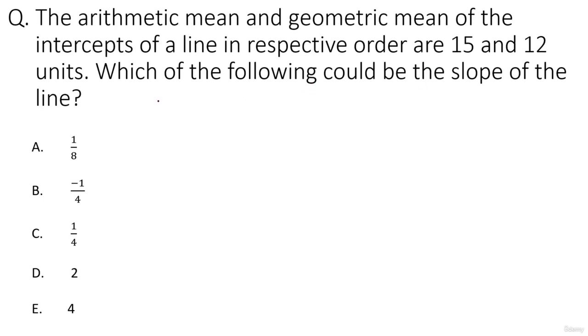Let me say the intercepts are a and b units. Whether a is the x-intercept or y-intercept, we can call it b here, but let's take some values a and b for those intercepts. We have been given the arithmetic mean. Now guys, for any two numbers a and b, the arithmetic mean becomes a plus b divided by 2. So a plus b upon 2 is given as 15. And for the same two numbers, the geometric mean will be square root of ab, right? This is given as 12.